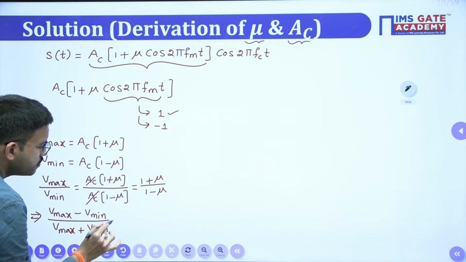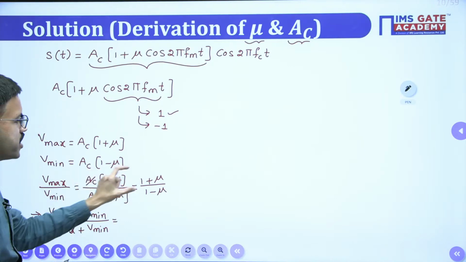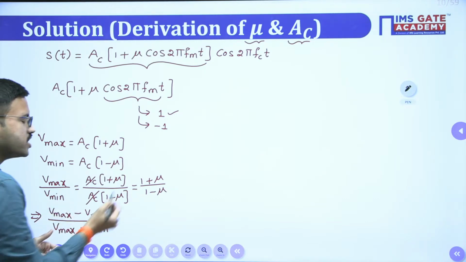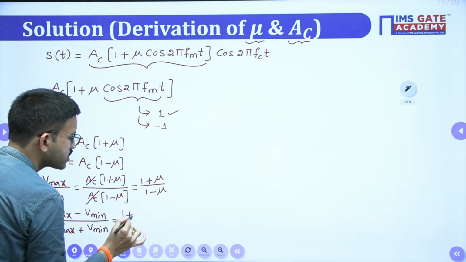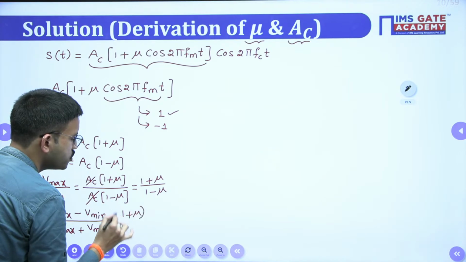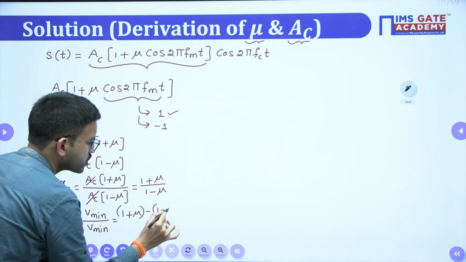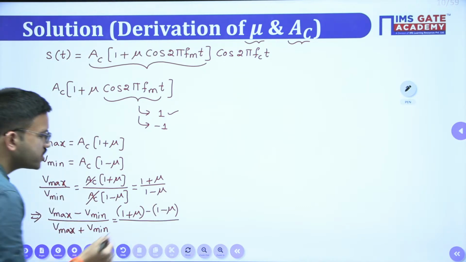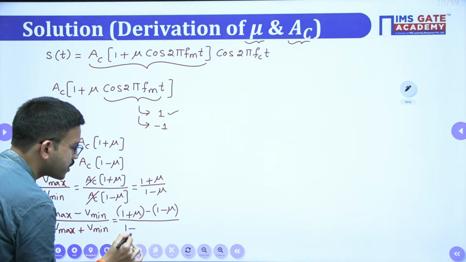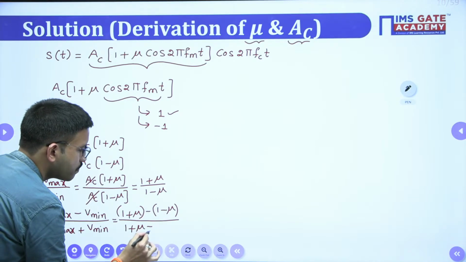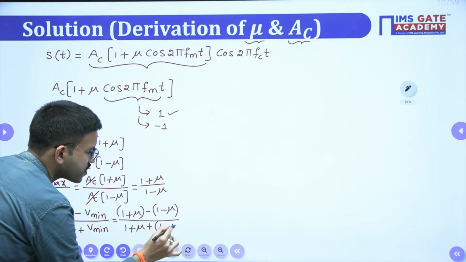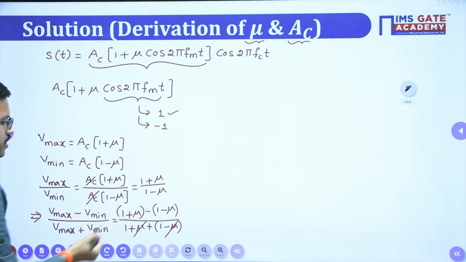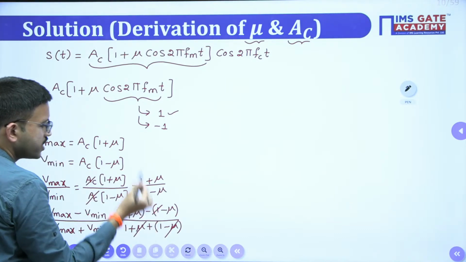Similarly, you can perform a similar operation on the right hand side. You have a ratio of two numbers. On the left hand side we performed a subtraction operation, so in the same way you can perform subtraction: 1 plus mu minus (1 minus mu). And on the left hand side we performed addition, so similarly you can perform addition: 1 plus mu plus 1 minus mu. Here minus mu plus mu will get cancelled, and plus 1 minus 1 will get cancelled.